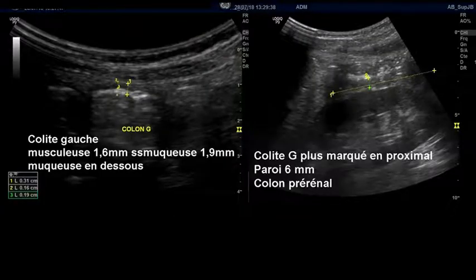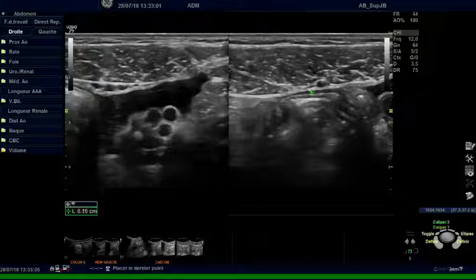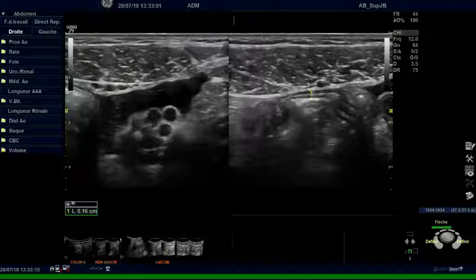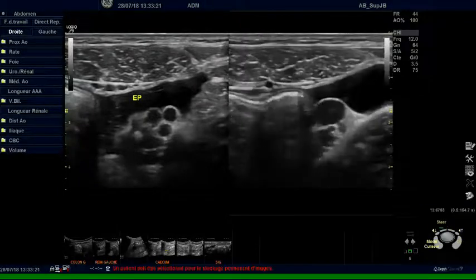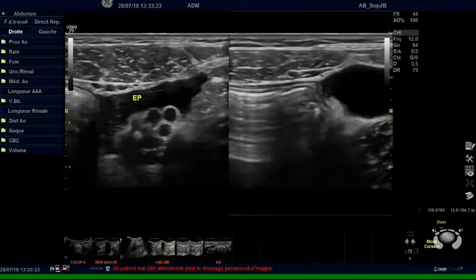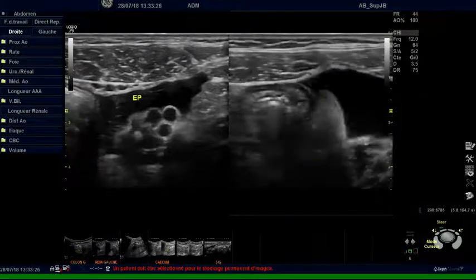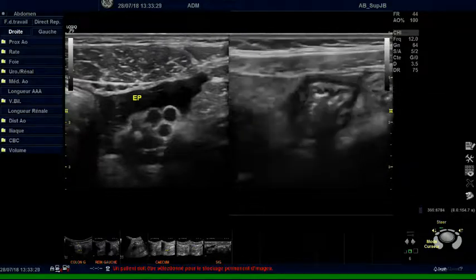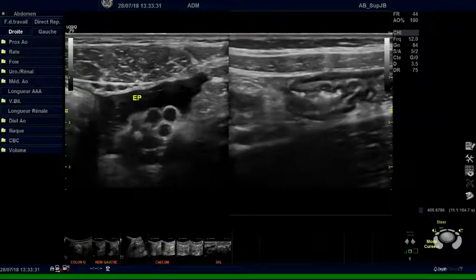You see all the layers in the left slide, and in the right side, you see that just in front of the kidney, you see very well the left colon. Then you have to pass to a high frequency probe, and then you see that there is a little ascites in the left side, and what you see is a very thin sigmoid. You can ensure that the sigmoid is normal, and when you do the rotation, you will see the left colon wall, which is larger.